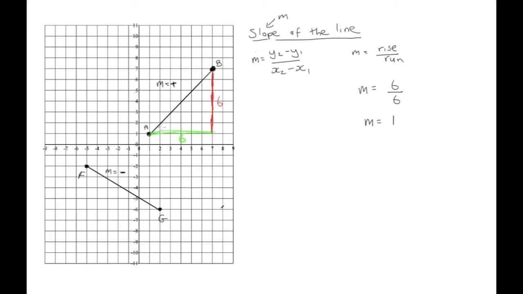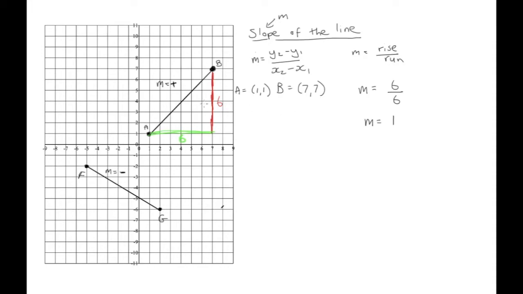And you might be saying to yourself, why would I want to use the formula? Well, if you don't have a graph like this and you are just given the coordinates, let's say the coordinates for A, well, they are 1 and 1. A is at 1 and 1. And then B is at 7 and 7. B is equal to 7 and 7.